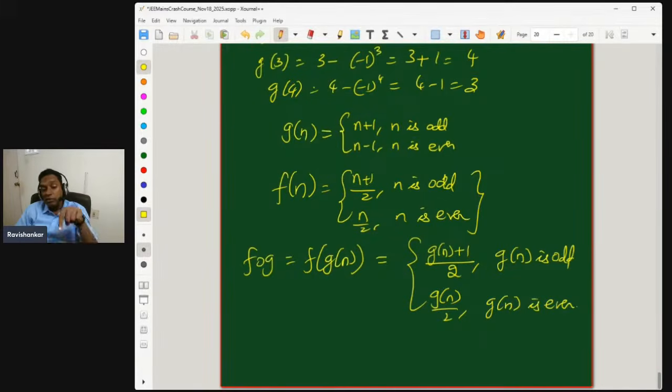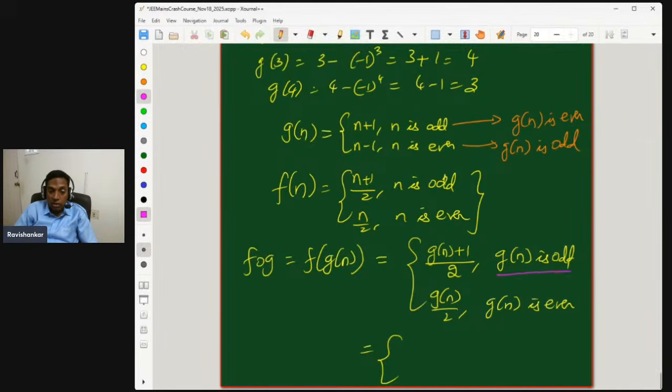The problem is, this is not about n. This is about whether g of n is odd or even. That actually is, when n is odd, g of n is even. And when n is even, g of n is odd. So when is g of n equal to n plus 1? When n is odd. But also when g of n is even, it is n plus 1. So here we can beautifully replace this: g of n being odd is the same as this. That means g of n itself is n minus 1.